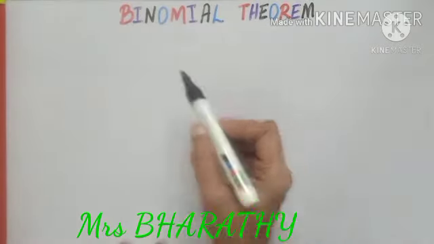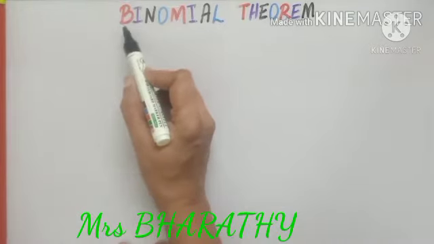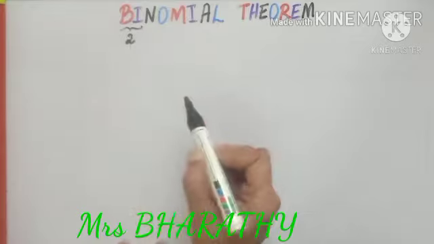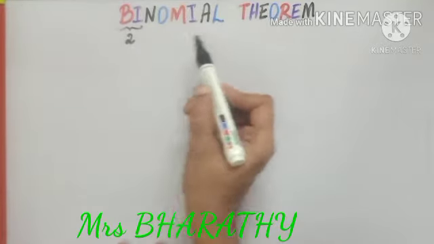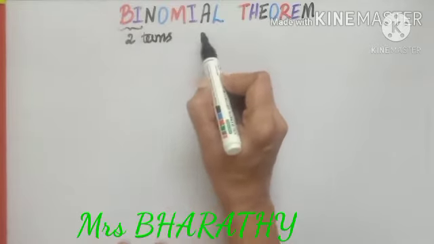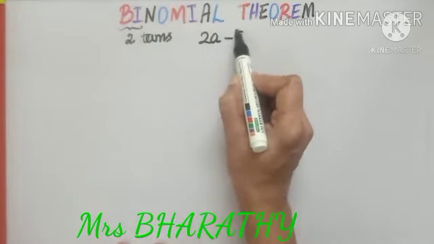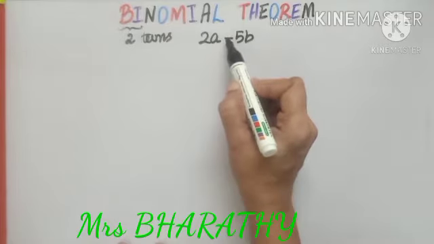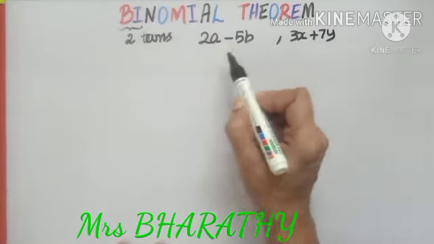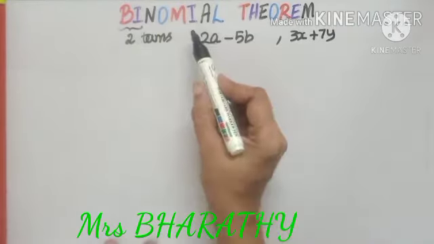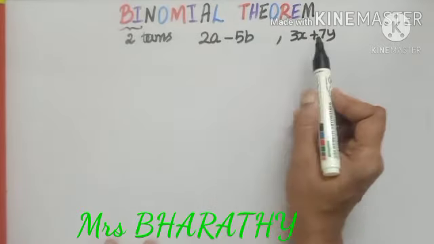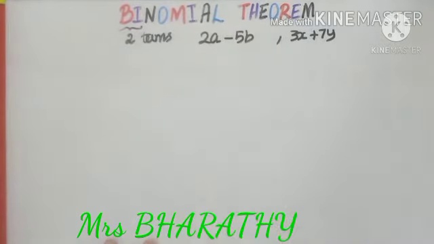Binomial. What does the word bi mean? Bi means two. Nomial. So it is an expression containing two terms. For example, 2a minus 5b, either plus symbol or minus symbol. 3x plus 7y. So these are some examples for a binomial. How many terms are there? Two terms, in between either plus symbol or minus symbol.